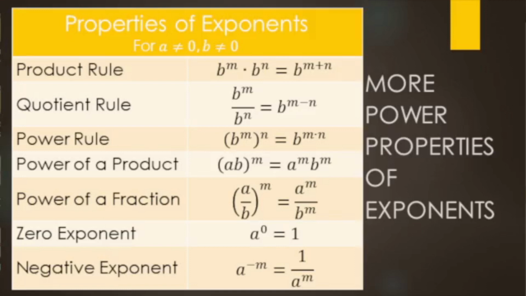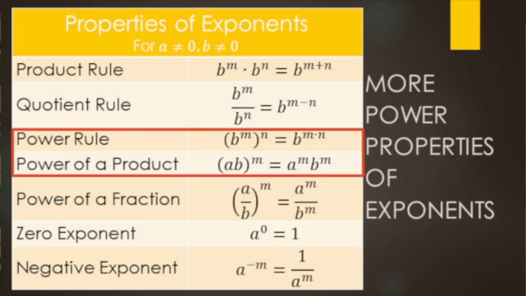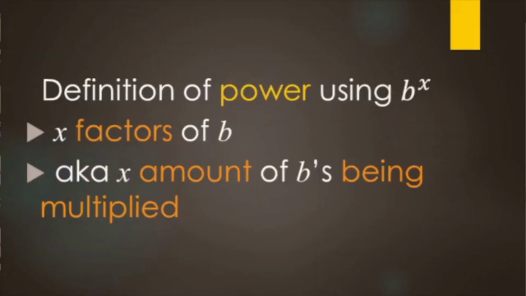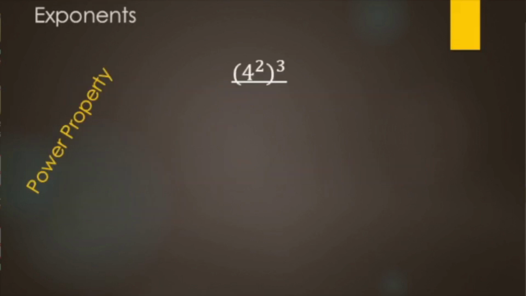All right, so in this video, we are going to be doing more power properties of exponents. So this is kind of a part 2 to the last video, going over the power rule and power of a product property. So quick review here. If we have a b to the x, that says we have x factors of b, or x amount of b's being multiplied, because factors are things being multiplied.